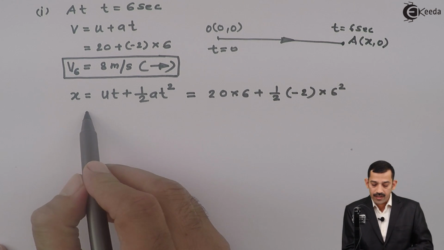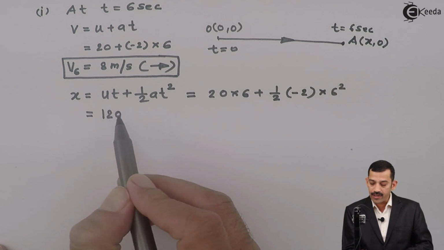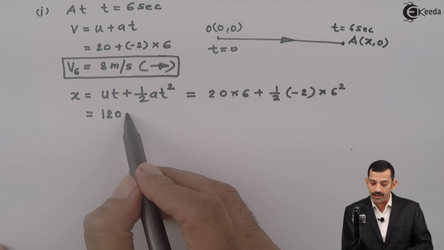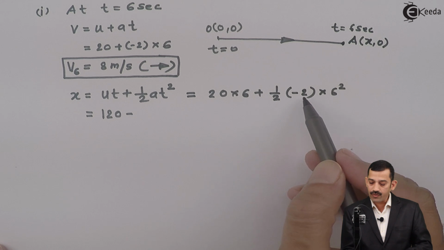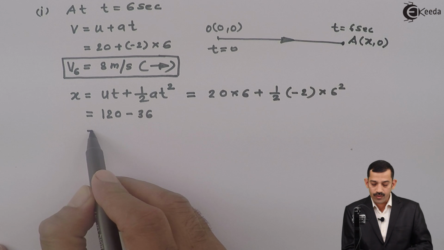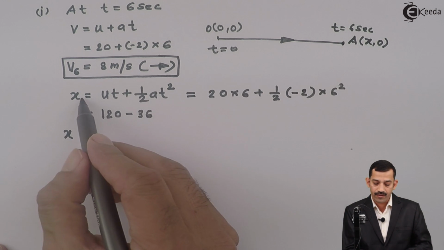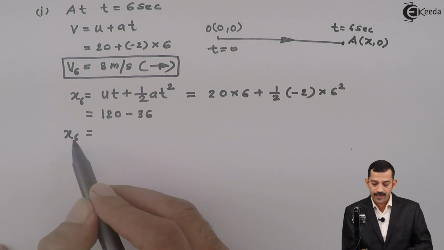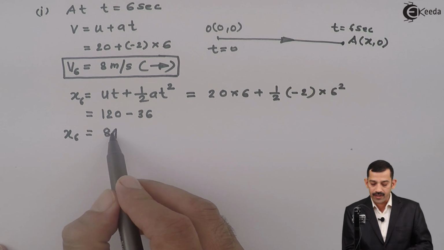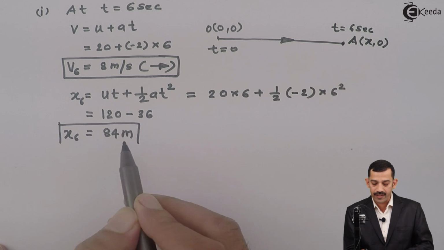Using this, the answer comes out to be 120, and this one is a negative term, minus, and the 2 cancels. What will we get here? 36. That means the position x, at 6 seconds, you may add the suffix 6 seconds here, so you will get 84 meters. This is the position at t equal to 6 seconds.